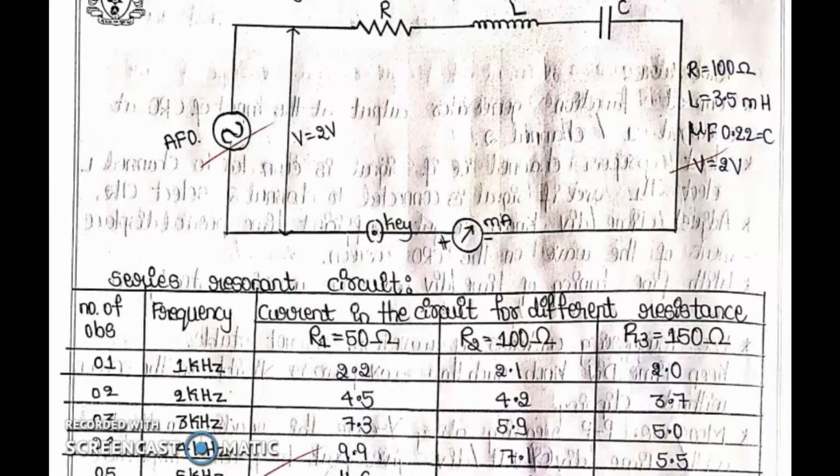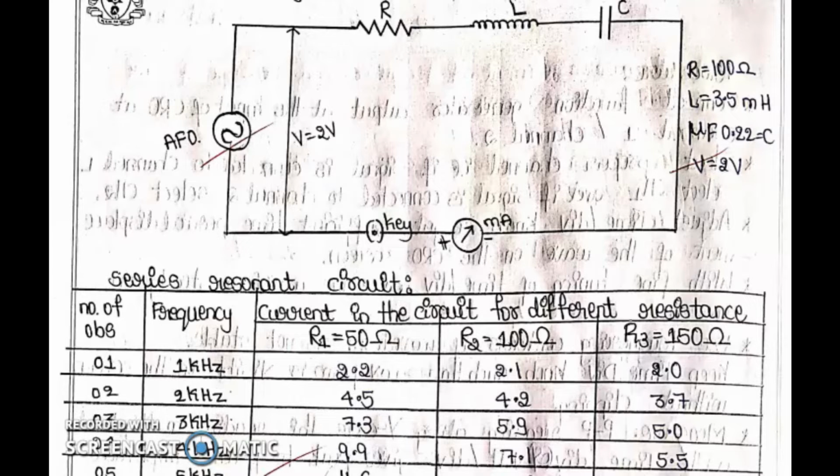Disconnect the connections between voltmeter and AFO and connect the circuit as shown in the figure. Set the values of R to 50 ohm, L to 3.5 millihenry and C to 0.22 microfarad. After keeping the values of R, L and C, now the circuit is ready for recording the observations.